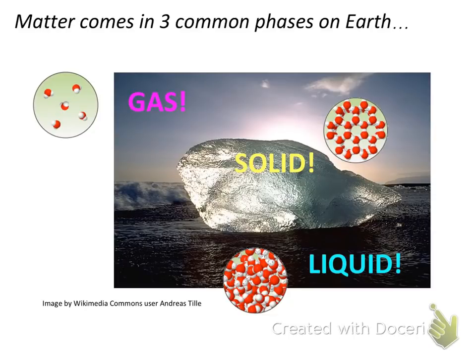Matter is commonly found in three different phases on Earth. Here we have water, H2O, in three phases. We have the solid iceberg floating in the liquid water, and in our atmosphere we have the gas form of water. But what dictates what form of matter molecules will take on? Let's explore that right now.